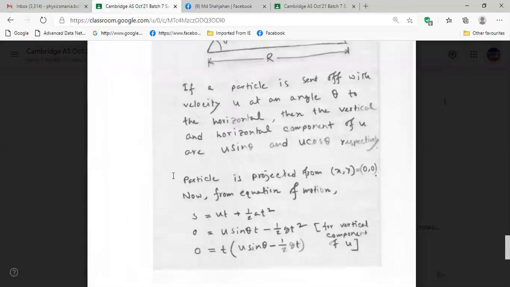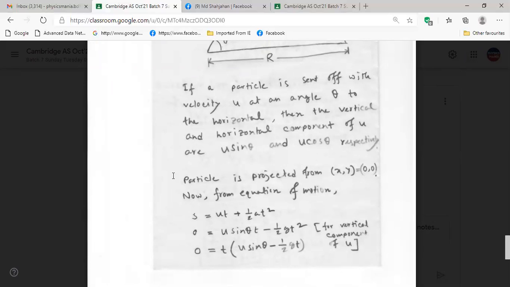Particle is projected from x, y equals 0, 0. Now from the equation of motion, s equals ut plus 1 by 2 at square, 0 equals u sin theta t minus 1 by 2 gt square, for the vertical component of u. 0 equals t times (u sin theta minus 1 by 2 gt).